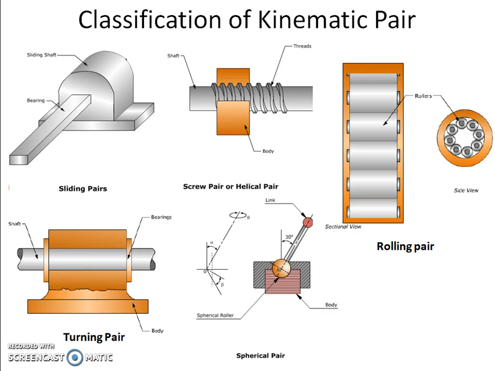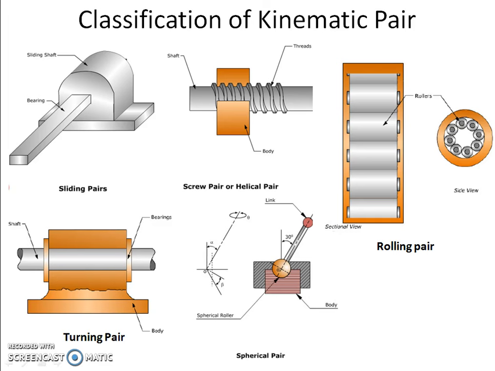Next one, the classification of kinematic pairs. The kinematic pairs are basically divided as follows. First one is the sliding pair. When two elements of the pair are connected in such a way that one can only slide relative to the other, the pair is known as a sliding pair. For example, the piston and the cylinder. The piston has sliding motion with respect to the cylinder.